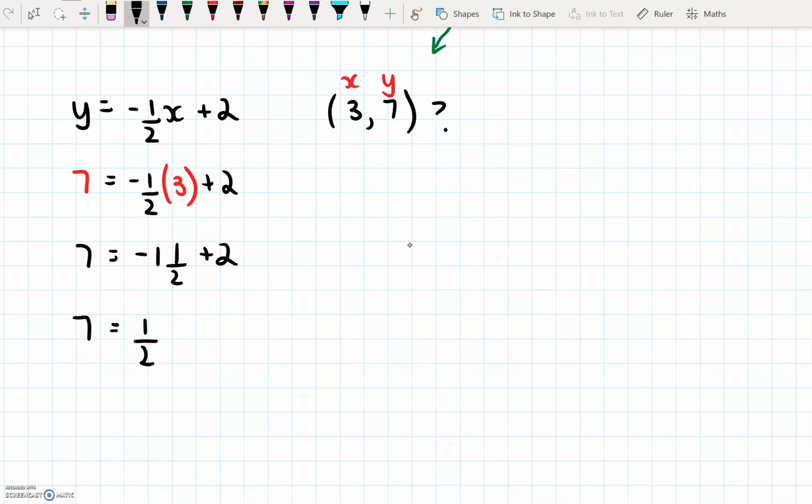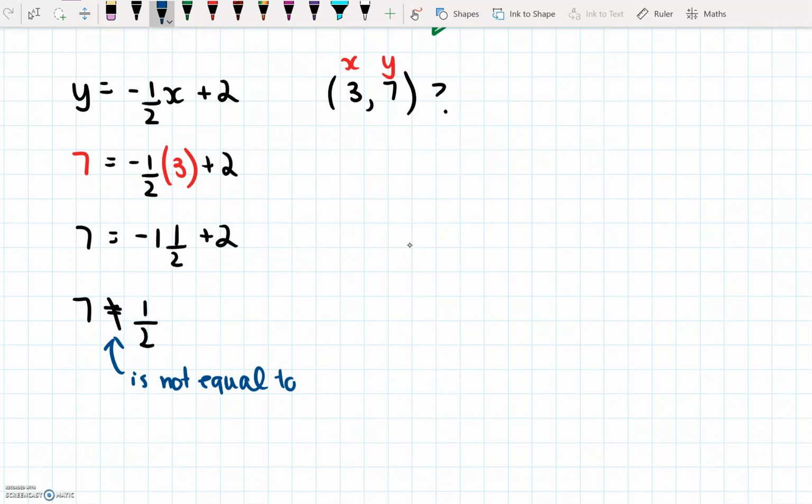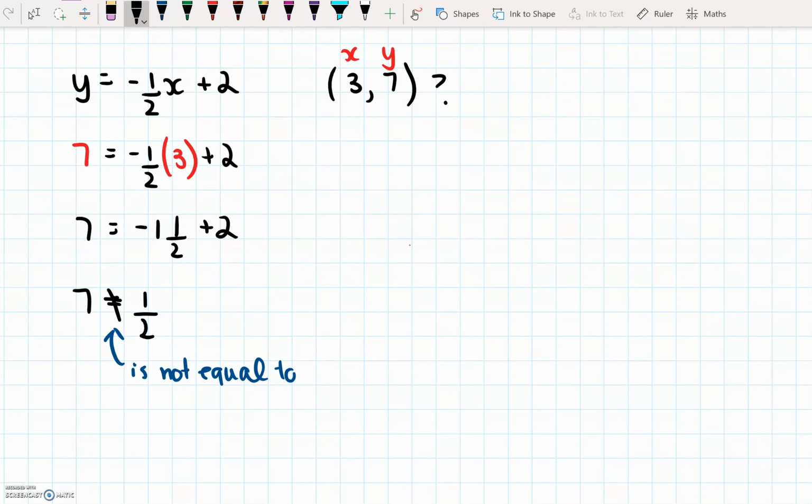Now, this is not true, so we put a cross through the equal sign. This means is not equal to. That's what that symbol means. And then we must finish this off with a statement. You always have to write something. Showing these calculations, we definitely need to do that, but you also need to explain your answer. So these three dots mean therefore, if you hadn't already come across it.